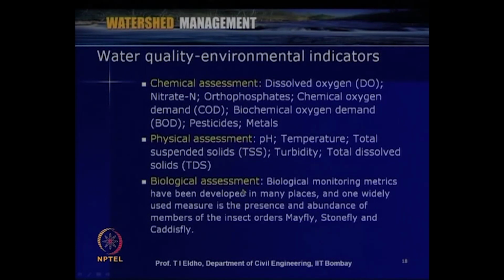Then the biological assessment. Biological monitoring metrics we can develop depending upon the requirement. In many places these metrics are used, and one widely used measure is the presence and abundance of members of insect orders like mayflies, stoneflies and caddisflies, etc. And then of course the microorganisms, presence of bacteria and protozoa or other kinds of organisms within the water. So, that way the environmental indicators can be chemical, physical or biological assessment.